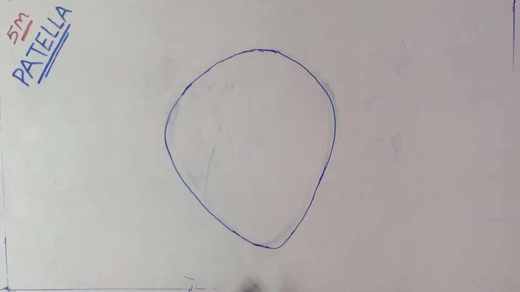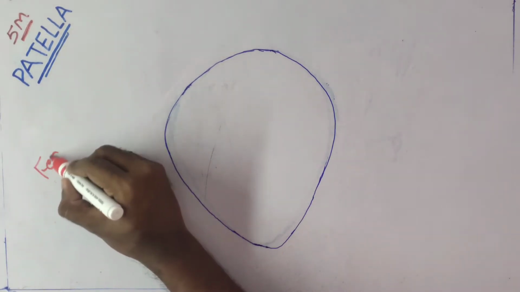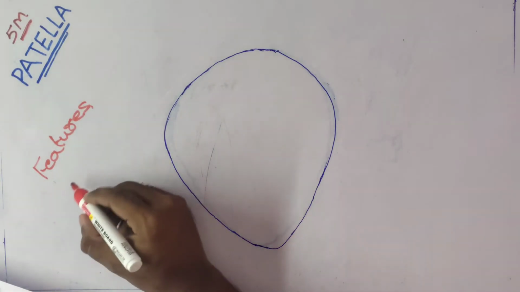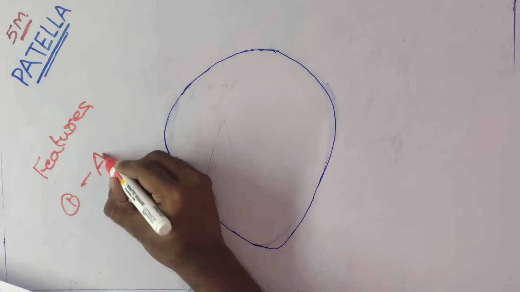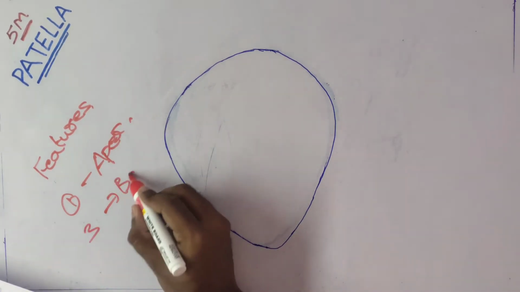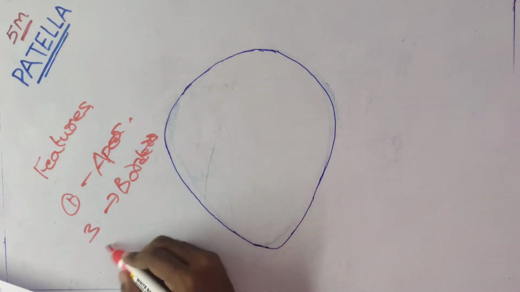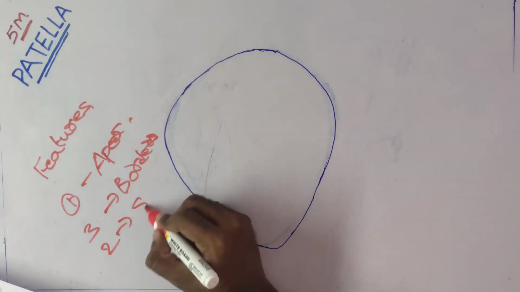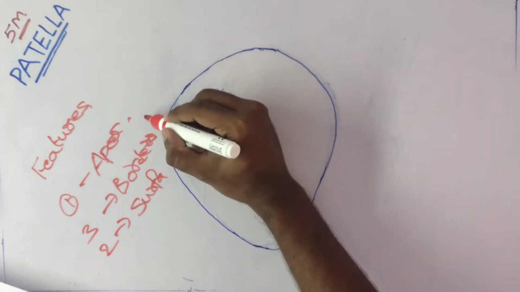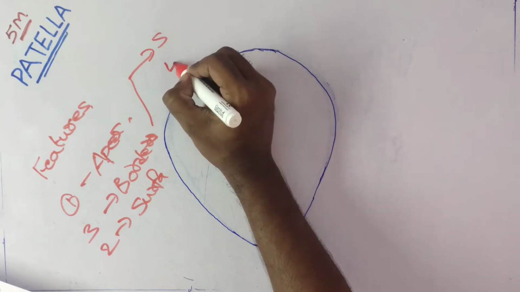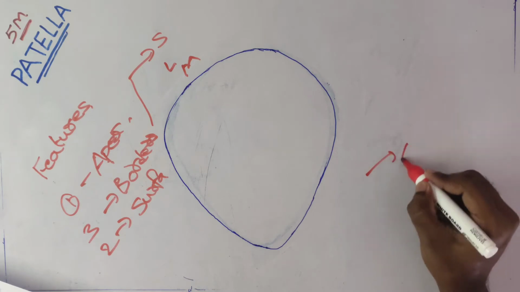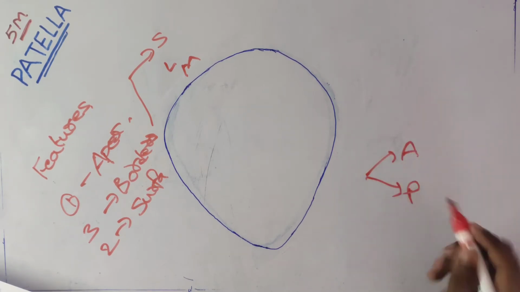Next, coming to the features of this bone. This bone contains one apex, three borders and two surfaces. The one apex is the apex, and the three borders are superior, lateral and medial. Coming to the surfaces, the two surfaces are anterior and posterior.